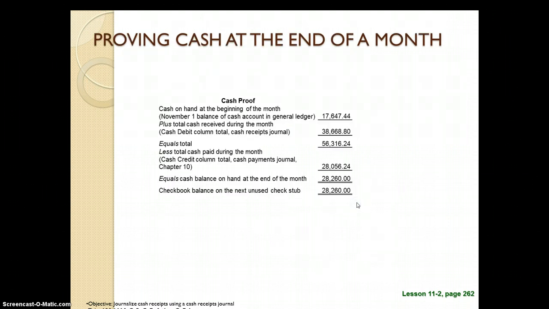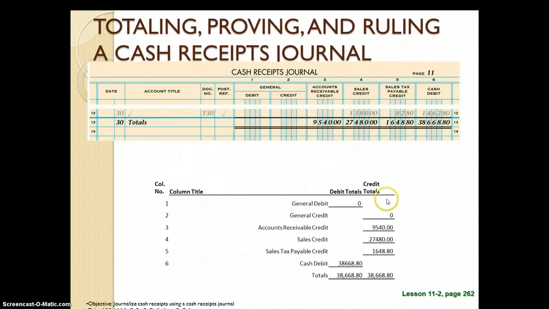We came down to this page in our journal and we wrote each of these amounts. So general debit, 0. General credit, 0. Accounts receivable credit, $9,540 here. Sales credit, $27,480 right here. Sales tax payable credit, $1,648.80 here. Cash debit, $38,668.60 here. So we totaled them.